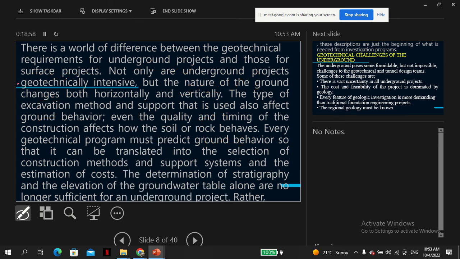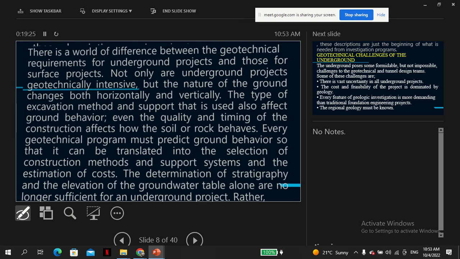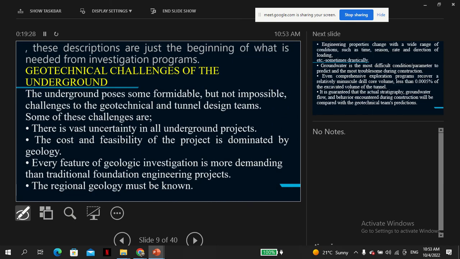So every geotechnical program must predict ground behavior so that it can be translated into the selection of construction methods and support systems. The estimation of costs, the determination of stratigraphy, and the elevation of groundwater table alone are no longer sufficient for an underground project. Rather, these descriptions are just the beginning of what is needed from the investigation programs.